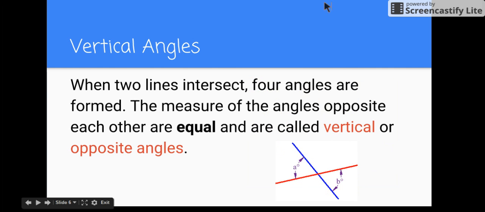Vertical angles. When two lines intersect, four angles are formed. The measure of the angles opposite each other are equal and are called vertical or opposite angles. So we have two lines crossing here, which makes 1, 2, 3, 4 angles. Angle A right here is opposite to angle B.